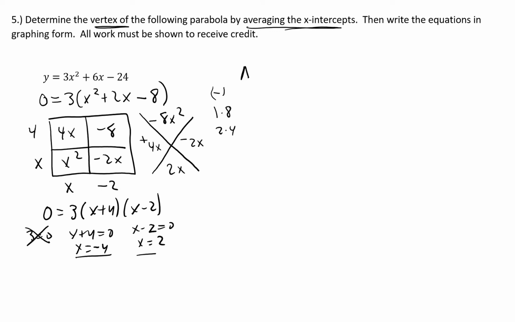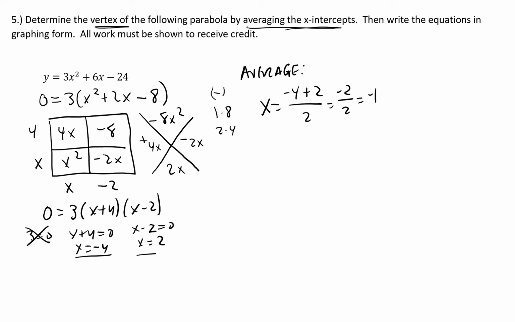So now what I want to do is average them. So x equals negative 4 plus 2, divided by 2. So then you get negative 2 divided by 2, which is negative 1. So now I know what the x coordinate is for my vertex.